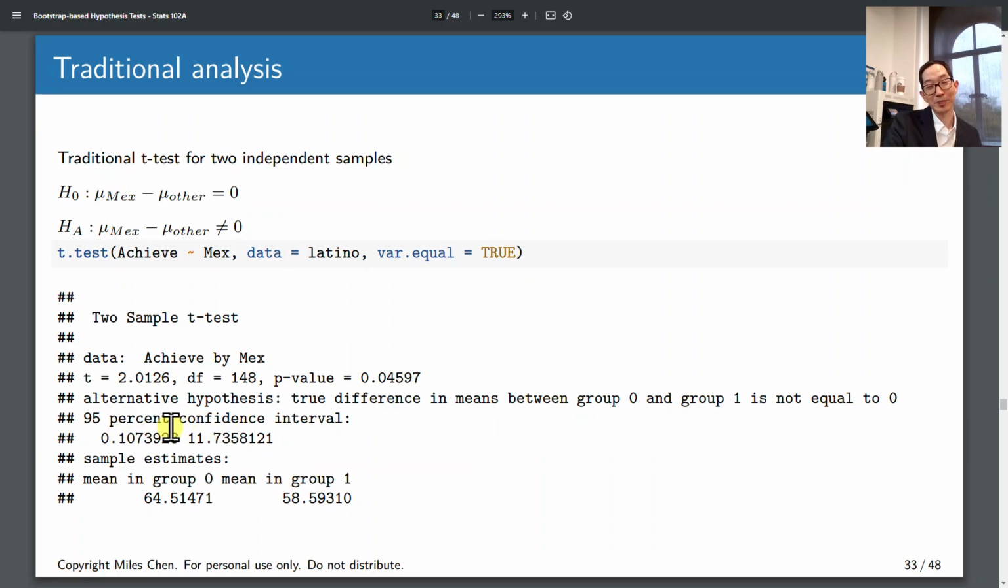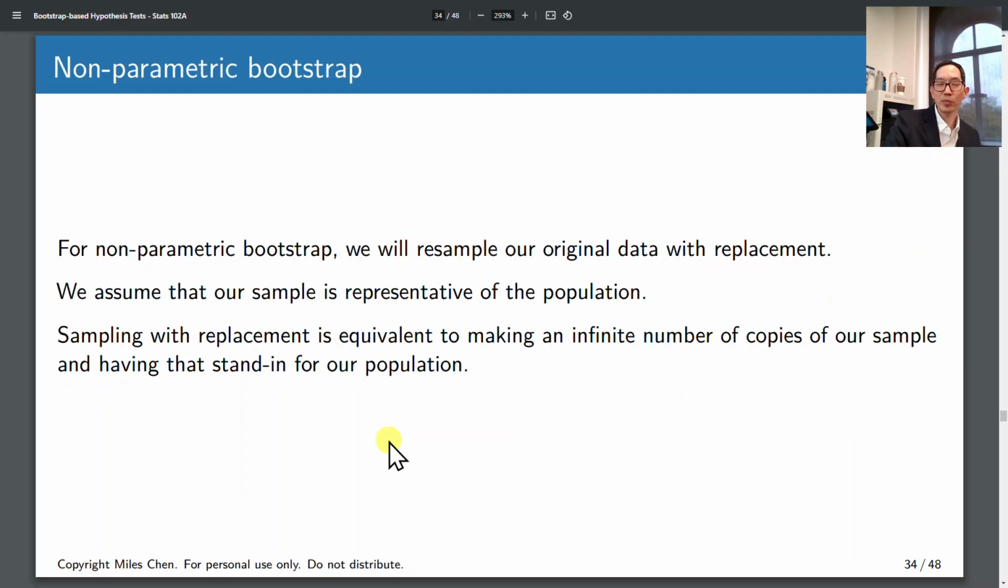So on the lower end, it is just above 0.1, just above it. But again, that is technically enough for us to say it is statistically significant. Okay. What we'll do now is we'll do non-parametric bootstrap.